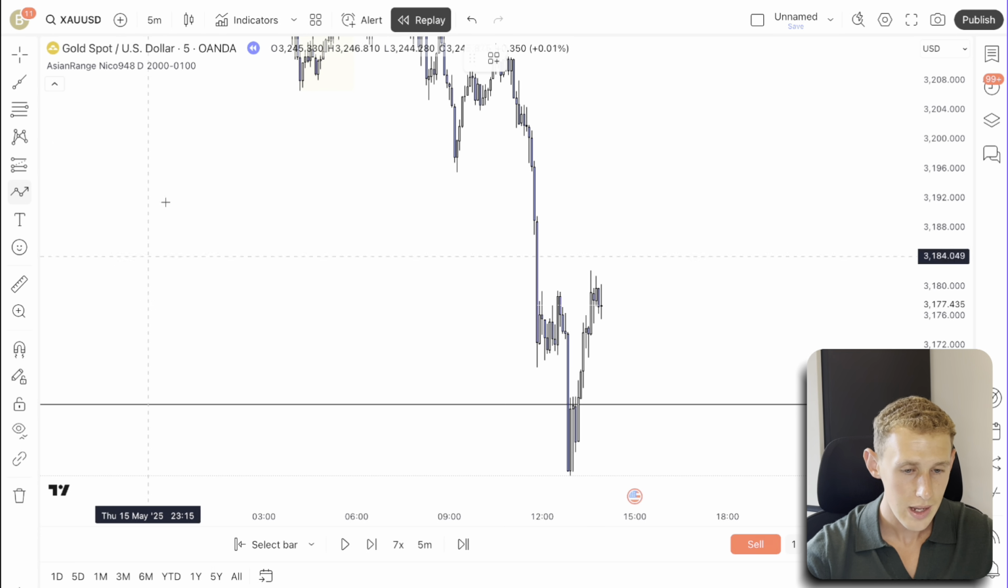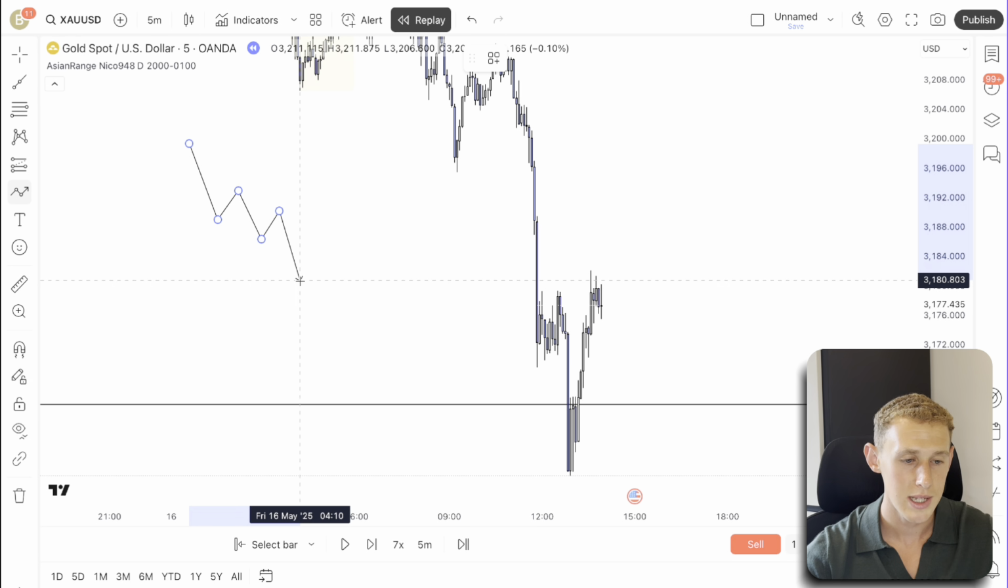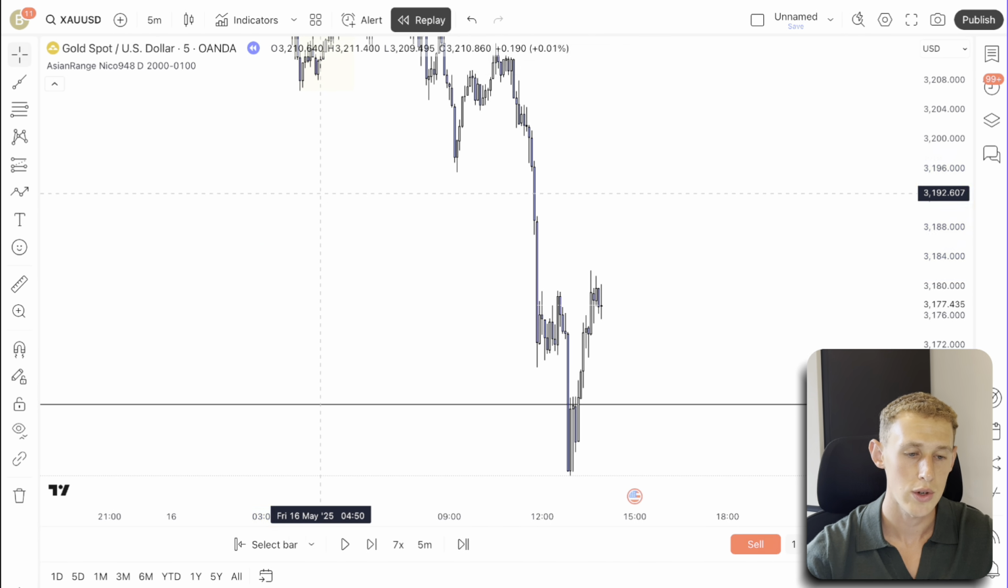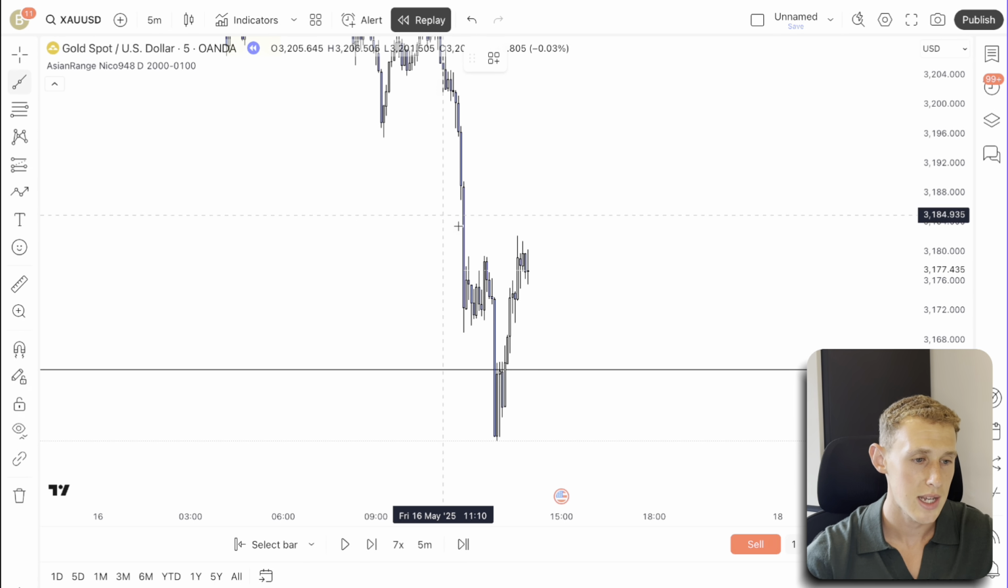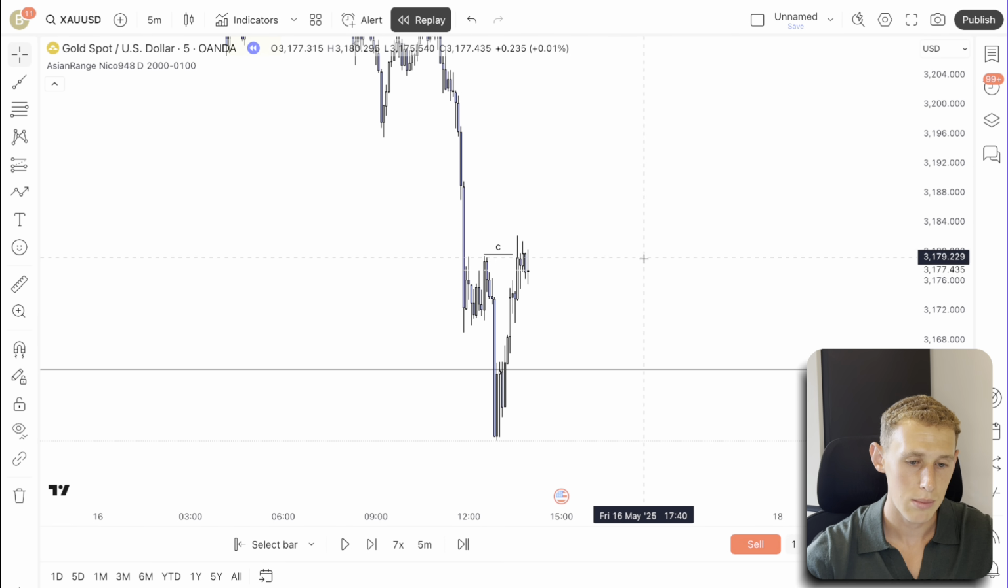Now, in order to do that, we're again looking at lower time frame structure. So notice how price comes down, lower lows, lower highs, typical bearish price action, right? Once it comes into this demand, we're waiting for it to break above and close above the most recent lower high. In this case, we can see this area right here. So far, very simple stuff.